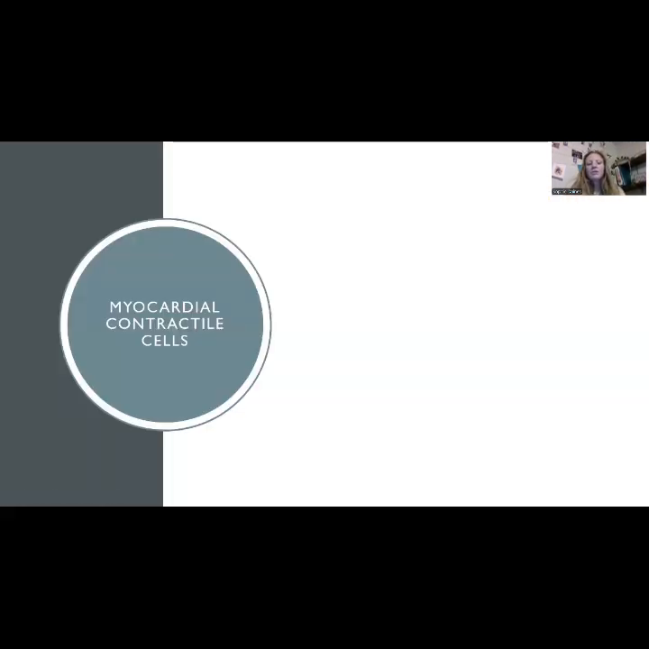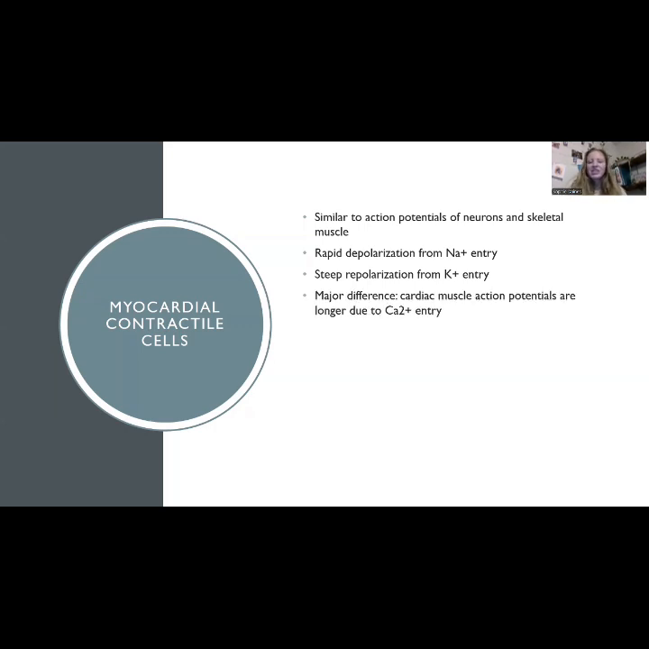In the myocardial contractile cells, the muscle cells of the heart that contract, they have similar action potentials to neurons and skeletal muscle, almost the same as the ones we're already familiar with in those. They begin with the rapid depolarization that comes from sodium entry, and then a steep repolarization that comes from an influx of potassium. The major difference is calcium.